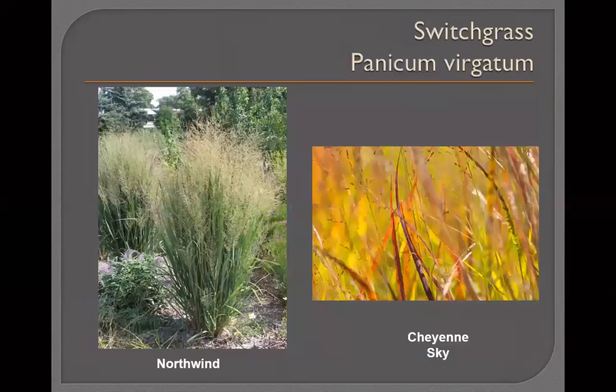Switchgrass: Northwind is one of my favorites, and Cheyenne Sky, because of the red leaves that it has. Shenandoah is another red leaf form. The Northwind is 4 to 5 feet tall, consistently upright, will not flop over. One of those plants that's great for a backdrop. Cheyenne Sky gets maybe only 3 feet tall, and incorporated with some of the native coneflowers or black-eyed Susan, it can really highlight the seed heads later in the season.